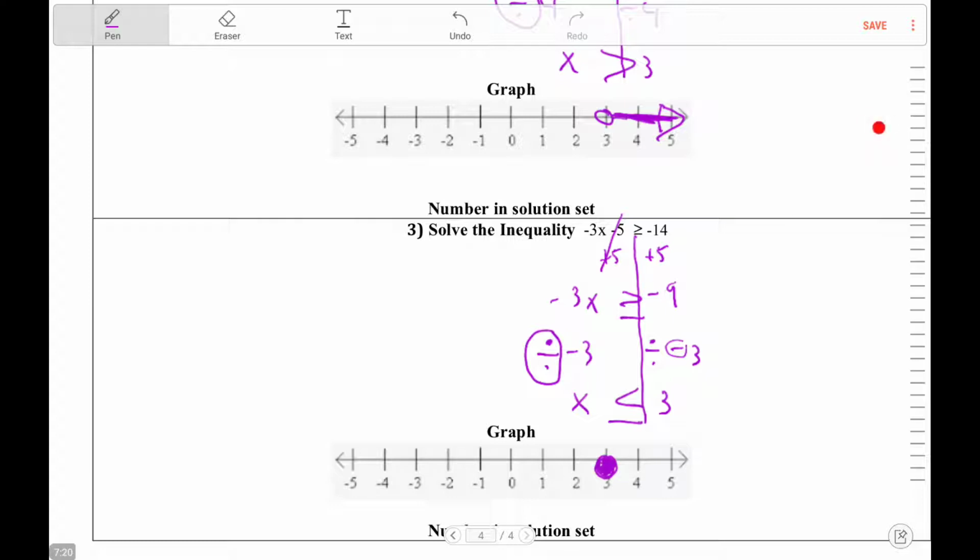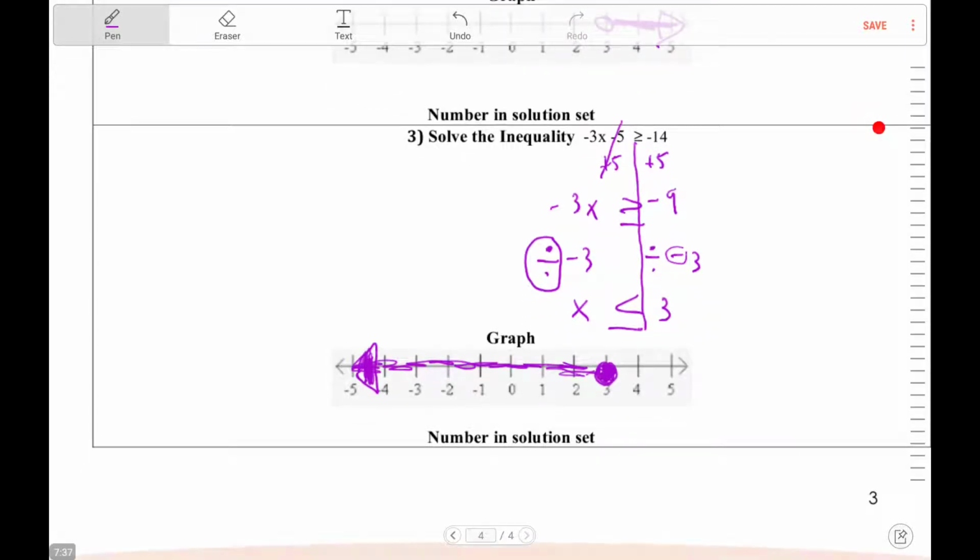And x is less than 3. Where are the numbers less than 3? They are to the left of 3. So I shade in that direction. Draw an arrow.